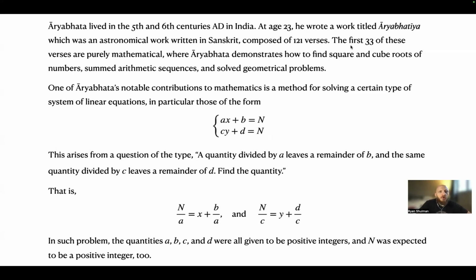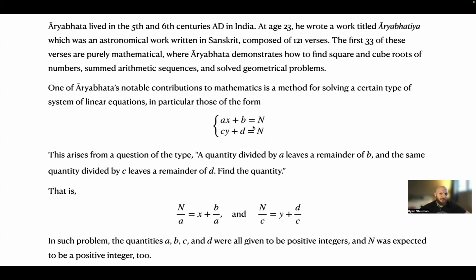And one very notable contribution of his was a method for solving a certain type of system of linear equations, in particular, those where there are just two equations and two variables of the form ax plus b equals n and cy plus d equals n. So the linear equations both have to equal the same thing, but they're just of one variable where a, b, c, and d are given to us.